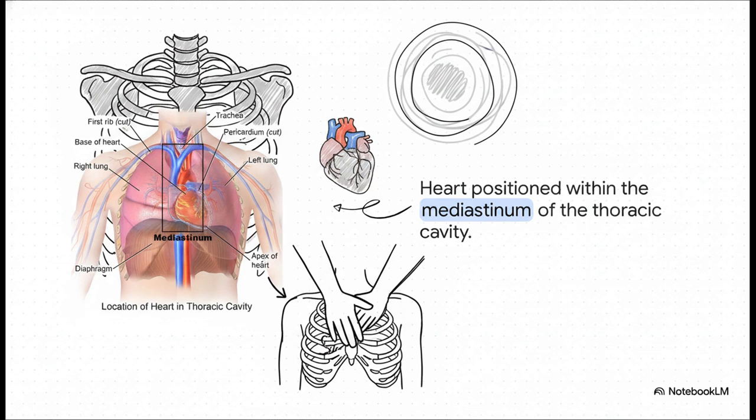diaphragm. Now, this specific anatomical positioning perfectly explains why rhythmic compression during CPR actually works to maintain blood flow during cardiac arrest. You see, because the heart is literally trapped between those two hard, bony structures, compressing the sternum physically squeezes the heart.